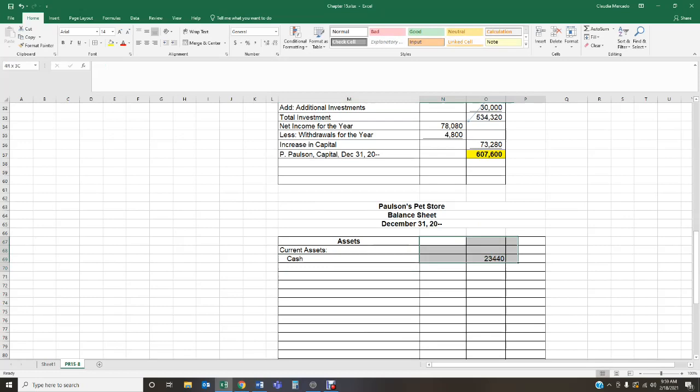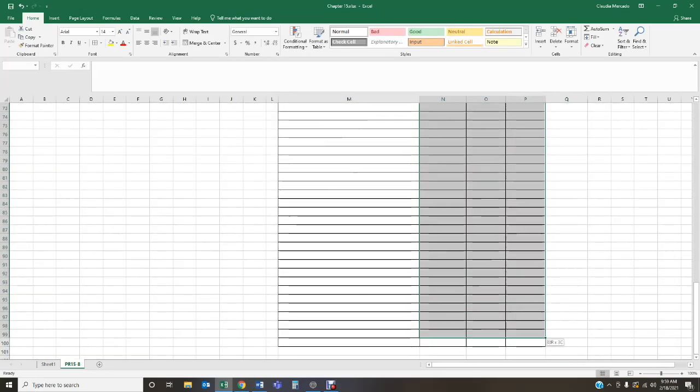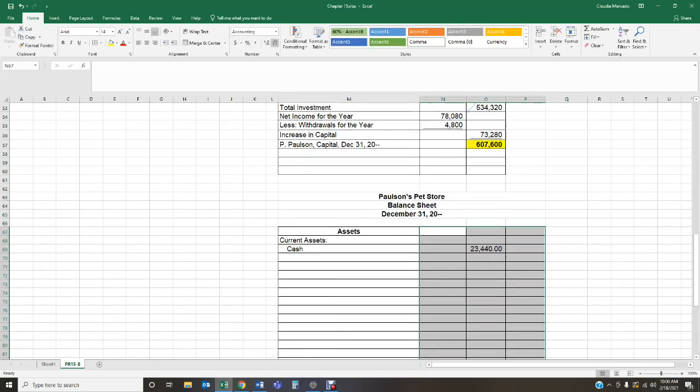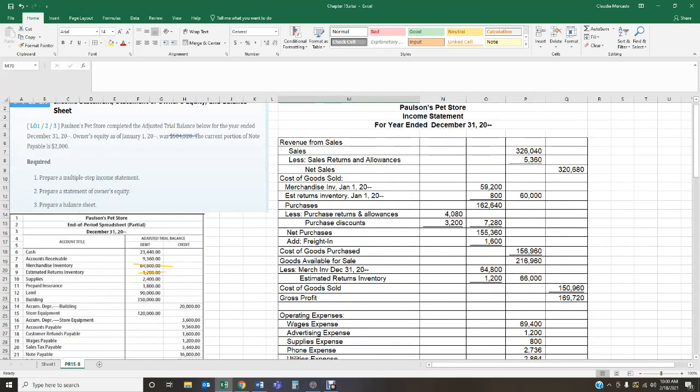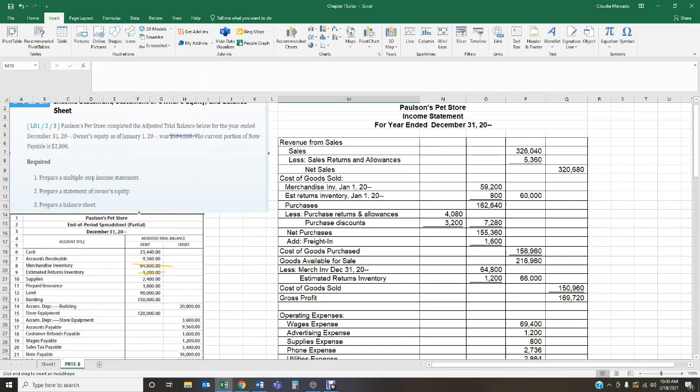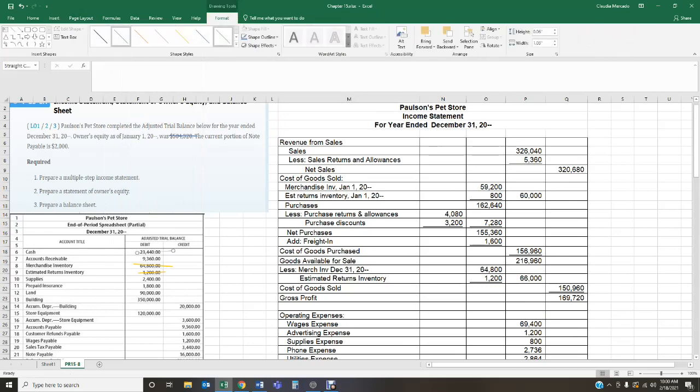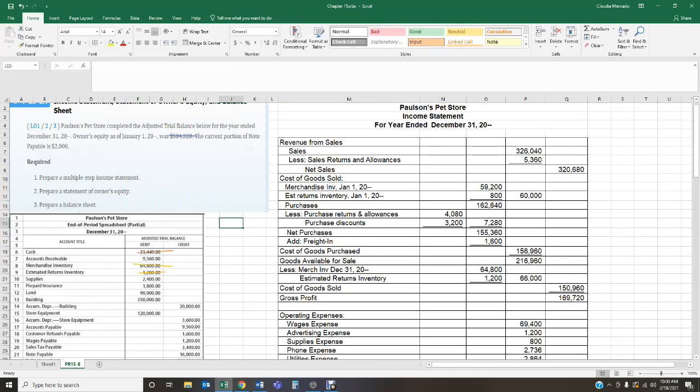Okay. Let me just format these real quick, that way they have commas. Okay. So we've got cash of $23,440. We also have accounts receivable of $93.60.